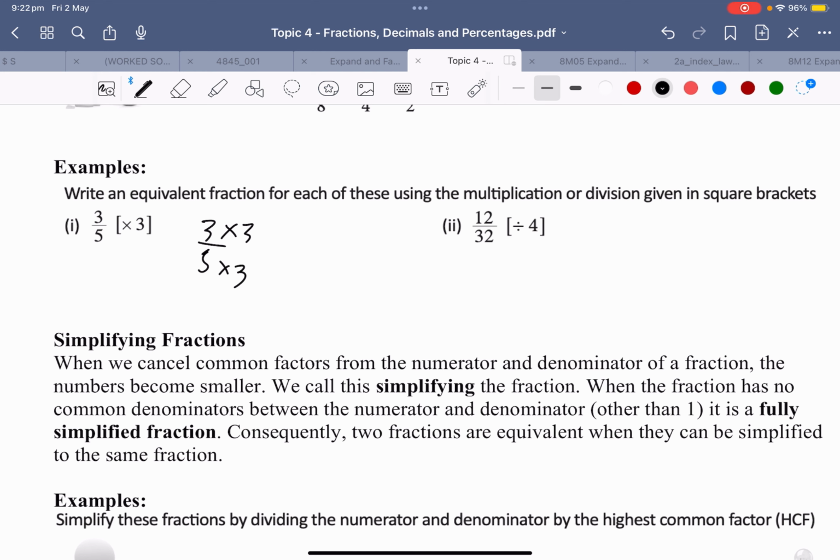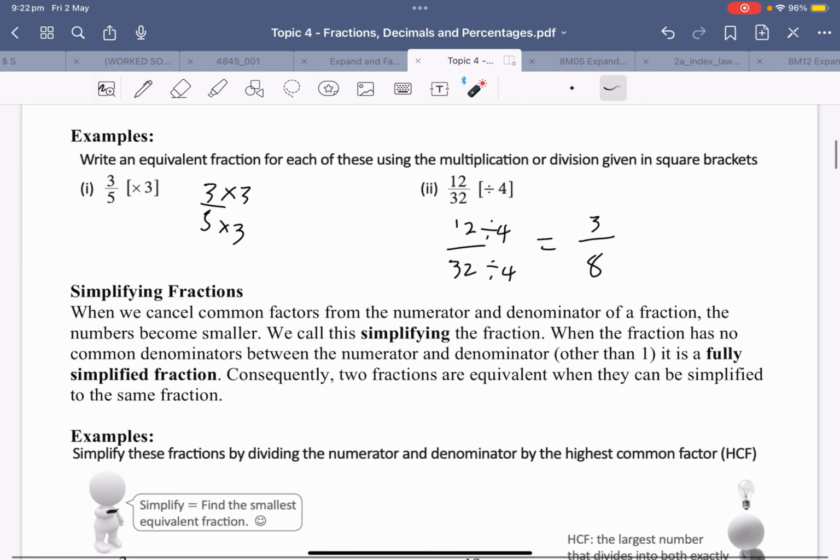Now, for this case, I'm going to do 12/32, but both will be divided by 4, and they will end up with 3 over what's 32 divided by 4? Should be 8, and that's my simplified fraction. Now, this process of simplifying fractions is where we get rid of the common factors from both the numerator and the denominator, and until we cannot have any more common factors, we don't consider it fully simplified.